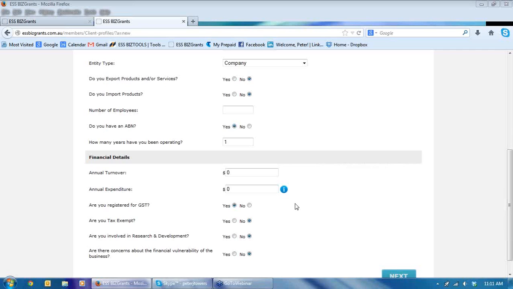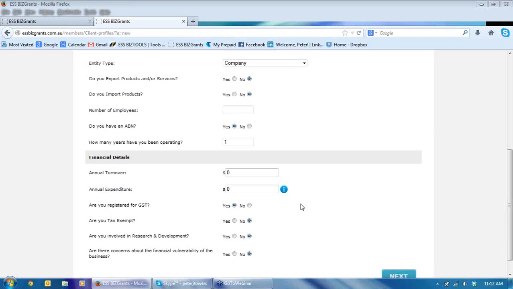Are you registered for GST? Again, the answer needs to be yes. It's a bit like the ABN question. For small businesses, they have to have registration for GST, and if not, no grants will be shown for them. And the same thing applies for tax exempt. If you're acting for a charity or not-for-profit, please don't use ESS BIZGrants, because if you answer this question that they are tax exempt, well, no grants will be shown to you.